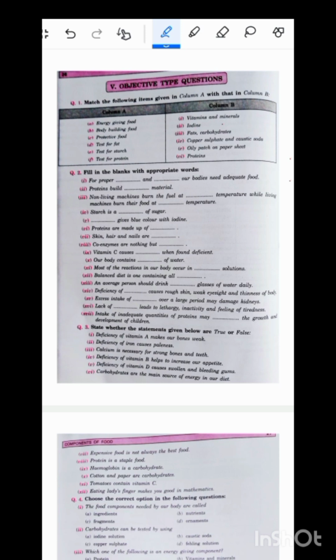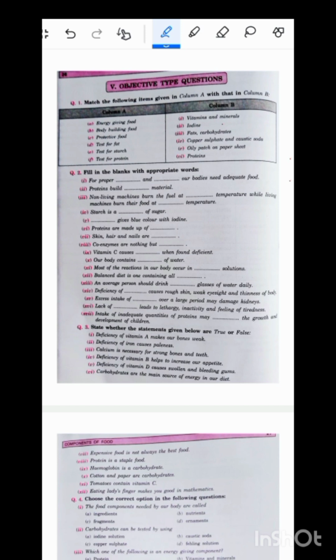Proteins are made up of amino acids. Skin, hair, nails are protein. Coenzymes are nothing but proteins. Vitamin C causes dash when found deficient. Vitamin C causes scurvy when found deficient. Our body contains dash of water, 67% of water. Most of the reactions in our body occur in dash solution, aqueous solution or water solution.